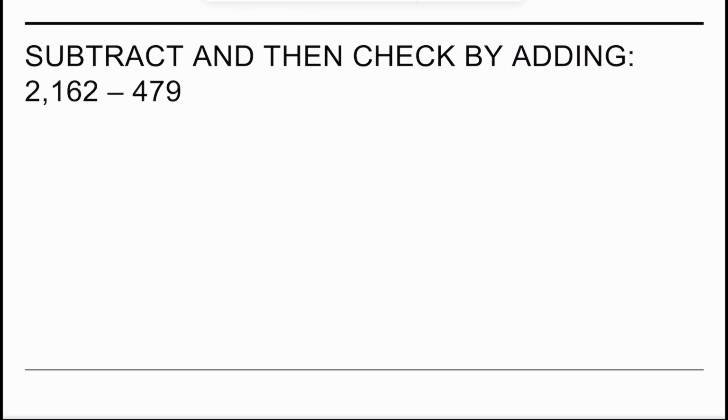All right, now we need to subtract and check by adding again. This time we've got a thousands digit. So we've got 2,162 minus 479. Key thing here is to make sure our places are lined up, and they are in this example.